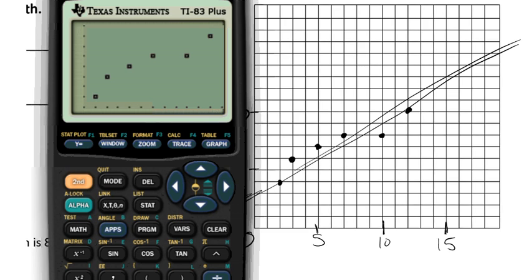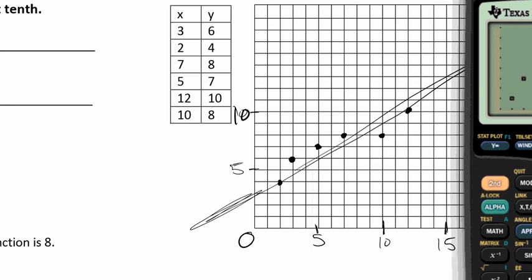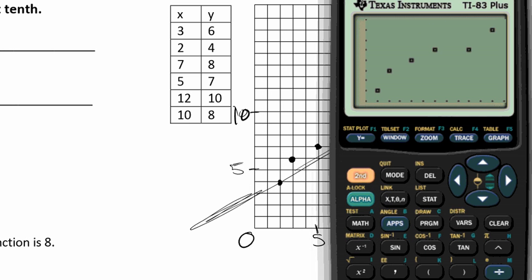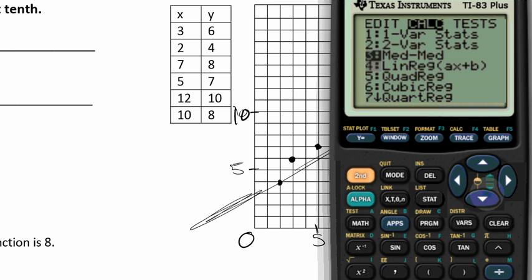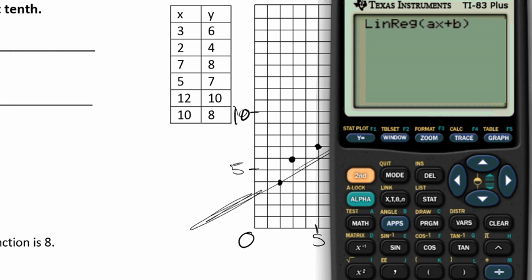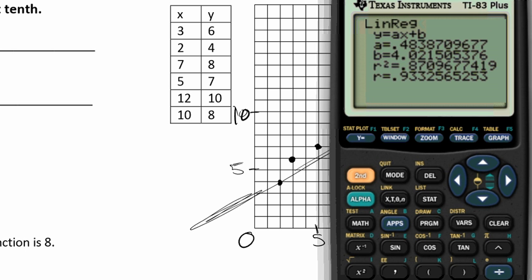What we're going to do now is go ahead and perform a linear regression. To do the regression, I'm going to hit stats, go over to calc, and then down to linear regression. This data looks like a line could fit it reasonably well. So I'm going to press enter and enter again. When it does it, it gives me the equation of the line of best fit.